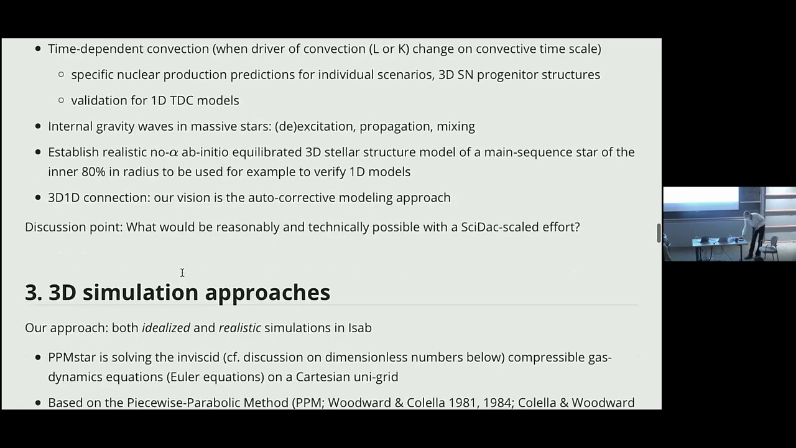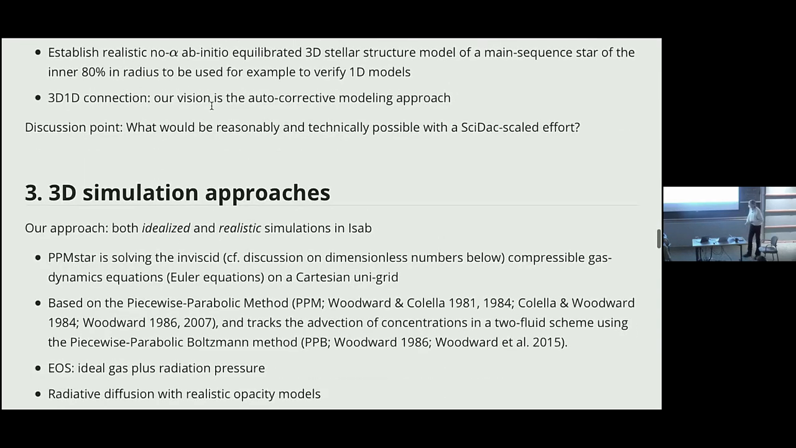3D, 1D connection. Our vision here really is, with Paul, we discussed over many years now some autocorrective 1D, 3D modeling approach to connect the 3D dynamic processes with the thermal timescale processes.